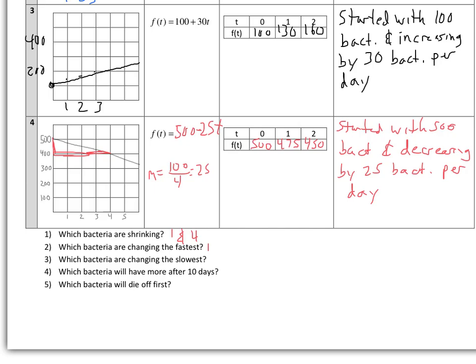Which bacteria is changing the slowest? So which has the smallest rate? See here on the bottom, wasn't the one 25? So that would be number 4.